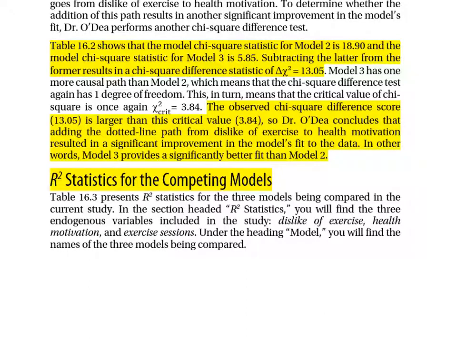This is part 5. It's Psych 400 Course Pack, Chapter 15 on SEM1 Path Analysis with Manifest Variables. We are now up to part 5 of my video series on the chapter. We're at page 25, toward the bottom of page 25. The topic is R-squared statistics for competing models.